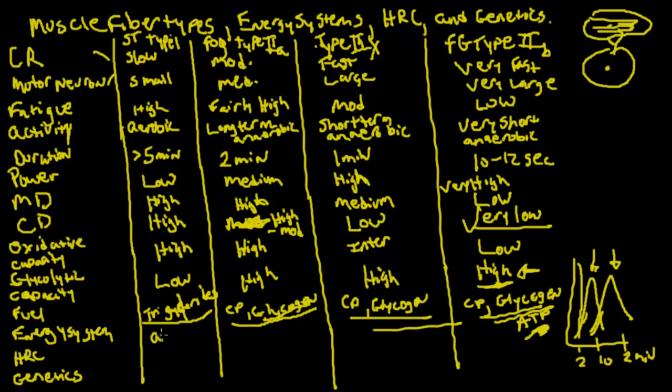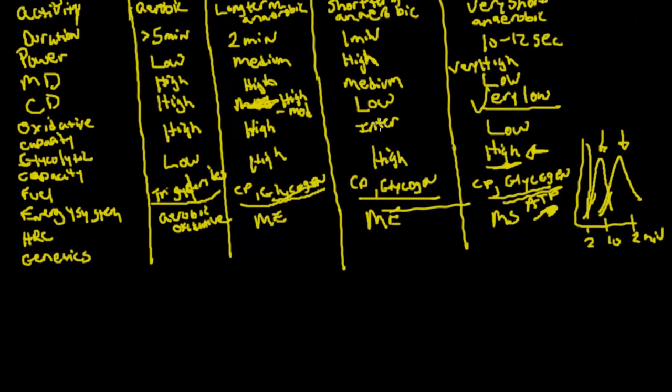Energy systems, aerobic, oxidative. I'm going to start going faster so I don't run out of time here. So this one's more muscle endurance for the fast twitch oxidative glycolytic. This one could also be muscle endurance for the intermediate fiber, the type 2X. And then this one is going to be muscle strength for the fast twitch glycolytic.